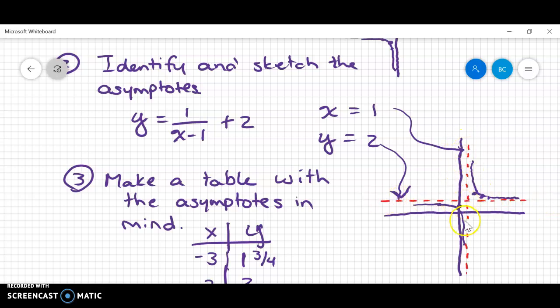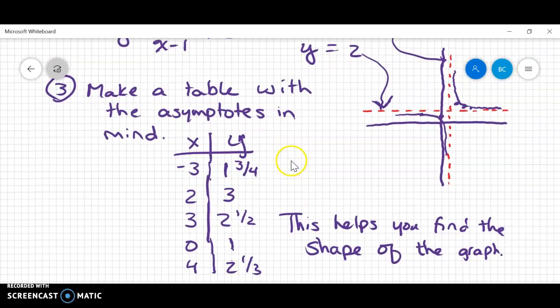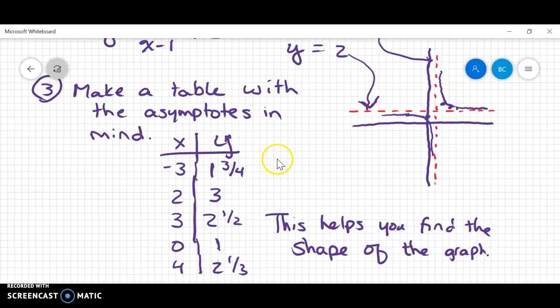So I'm going to sketch in those asymptotes, which I did here in red, so that when I start to put my graph on there, I know what it's coming closer and closer to, but not ever touching.